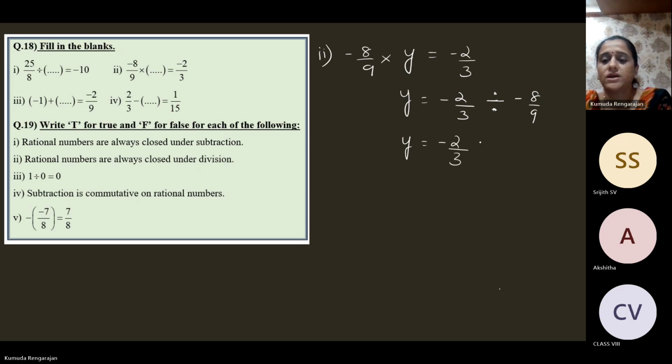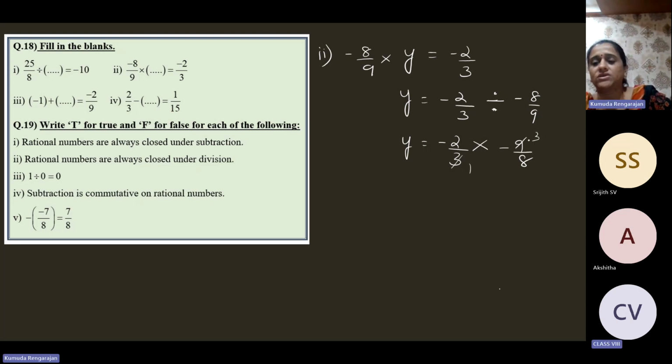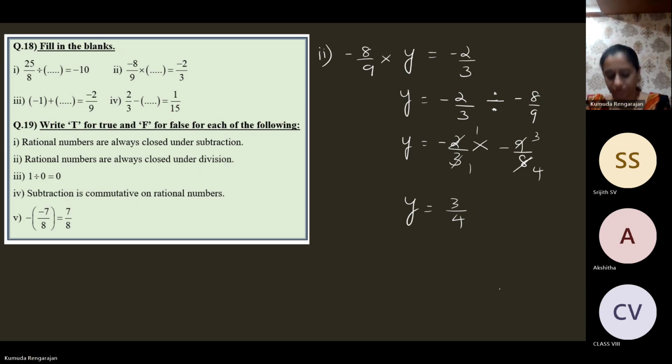Division becomes multiplication and minus 8 by 9 becomes minus 9 by 8. So now simplify. 3 ones are 3, 3 threes are 2, 1 four are 4. Minus into minus is plus, 1 into 3 is 3, 1 into 4 is 4. So y is equal to 3 by 4. Yes, ma'am, I got the same answer.